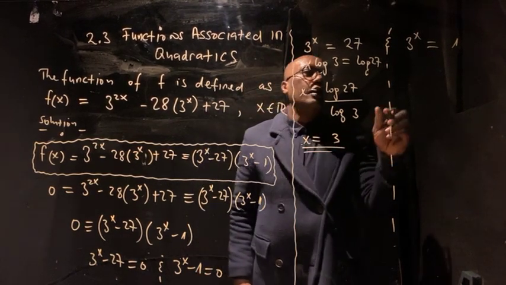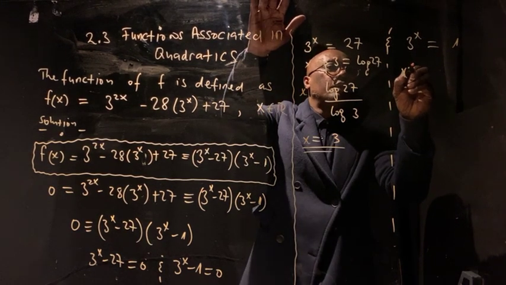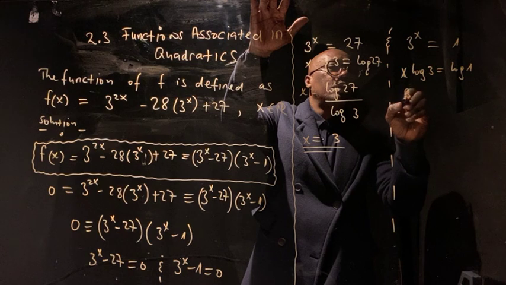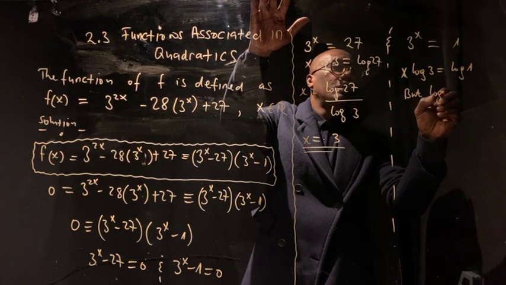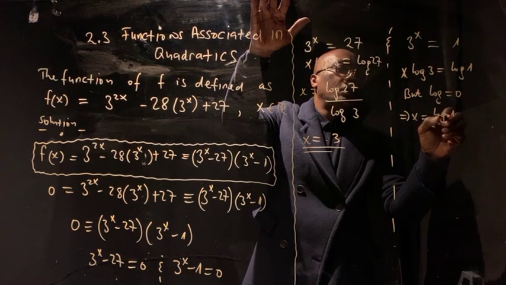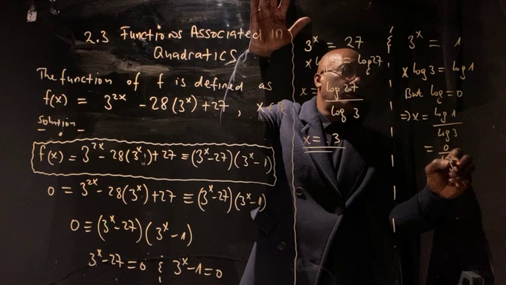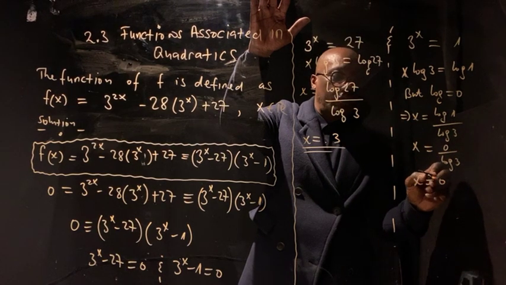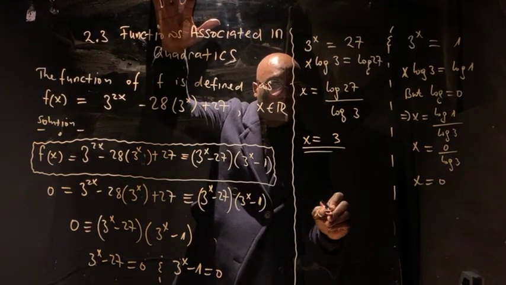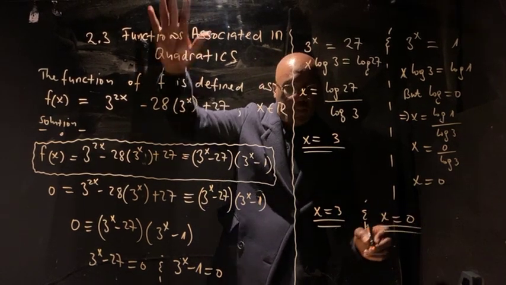The next one, you do the same thing. It becomes x log 3 equal to log 1. But mathematically log 1 is equal to 0, which indicates that x equals log 1 over log 3, equals 0 over log 3, so x equals 0. Therefore, the roots of this equation are x equals 3 and x equals 0. That's it. Then we are done.